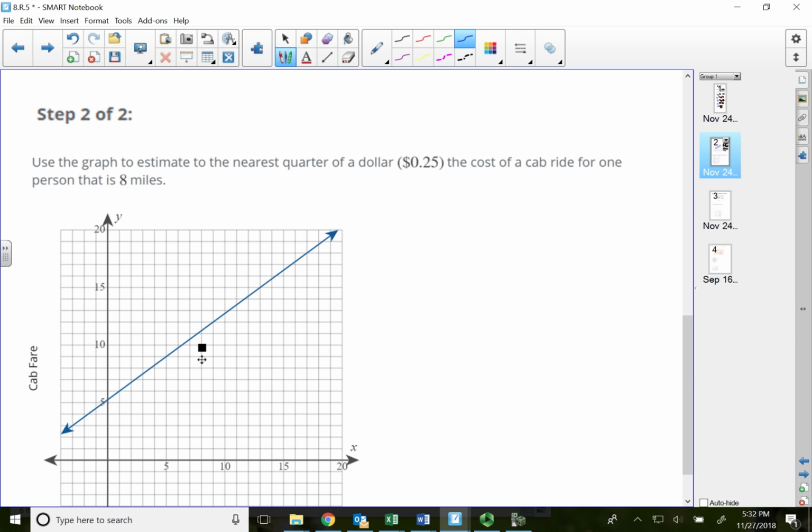All right, so this is 10 already. The next one is 11, slightly up right there. See the little space between 11 and where the line is? Slightly up, so that must be $11.25. That should be the answer.